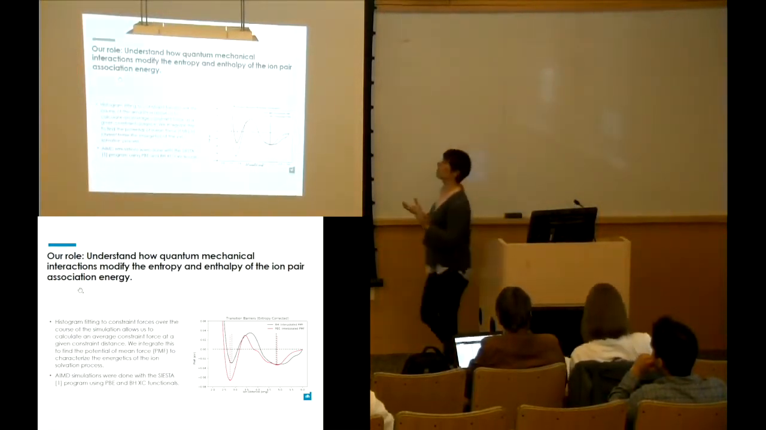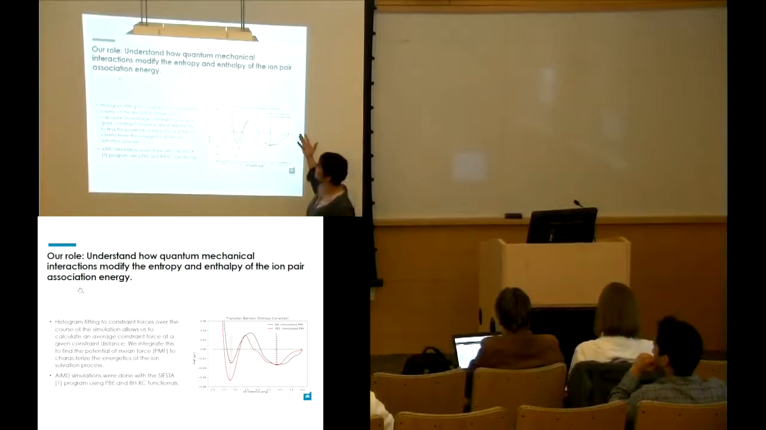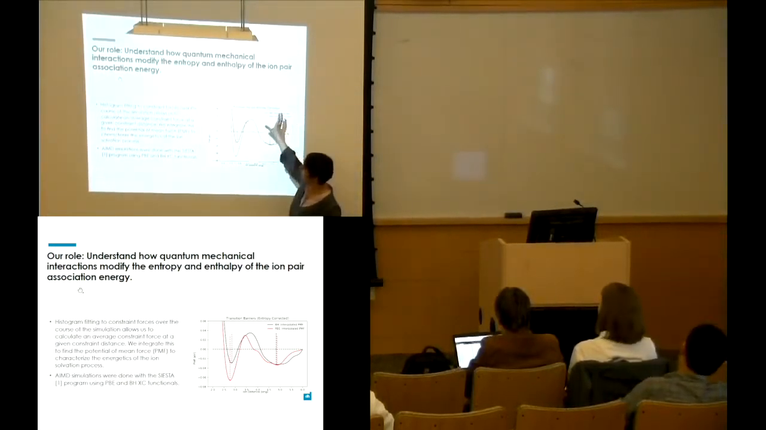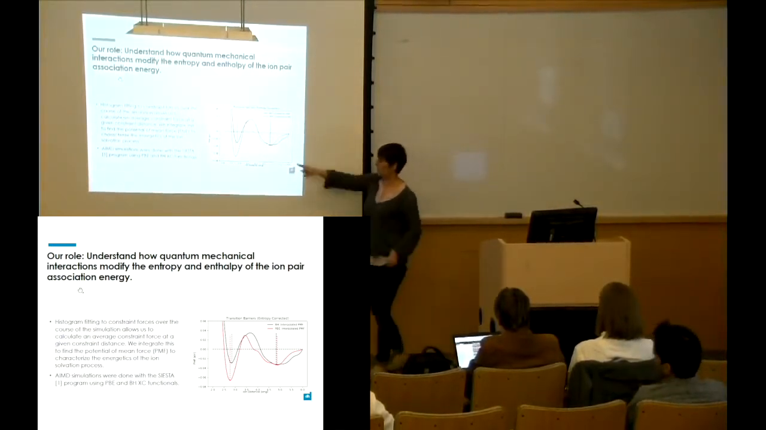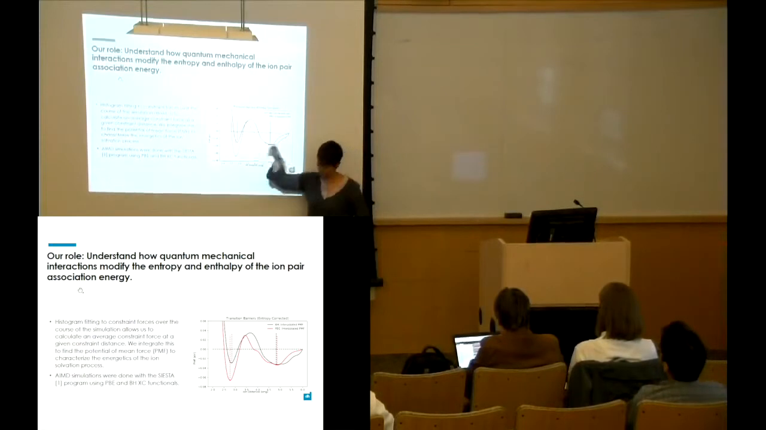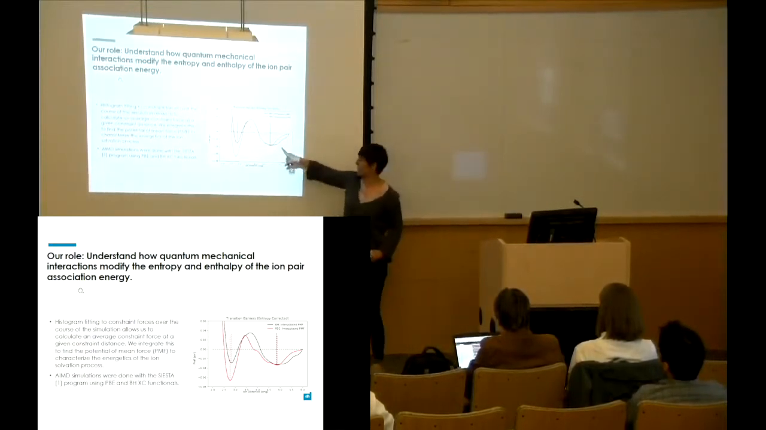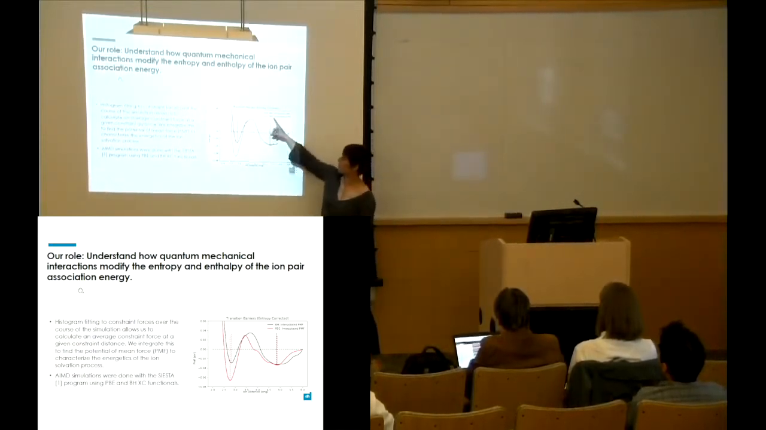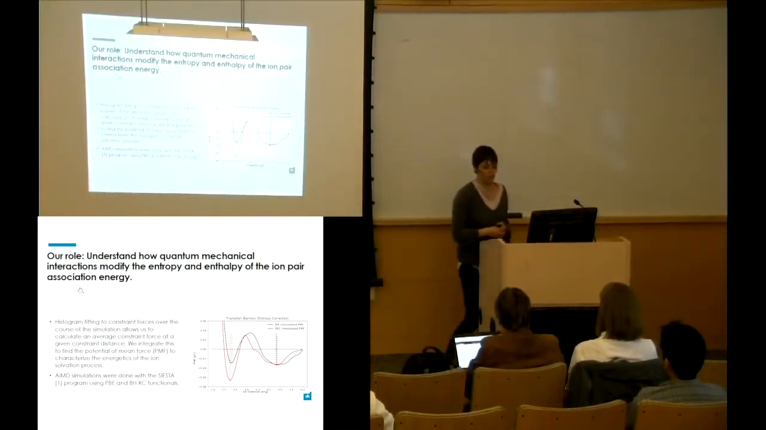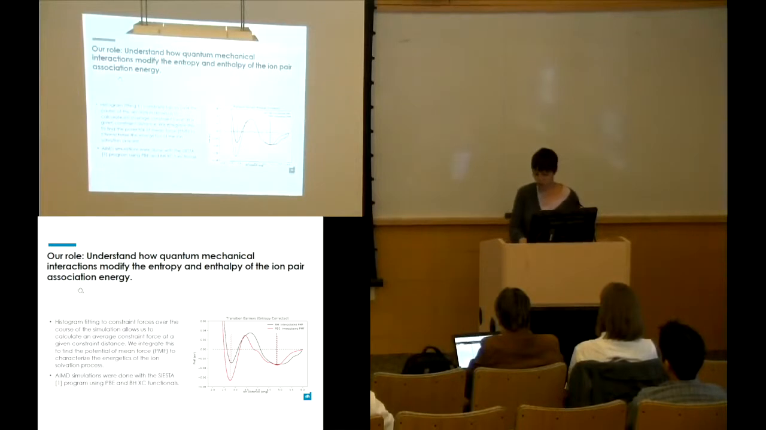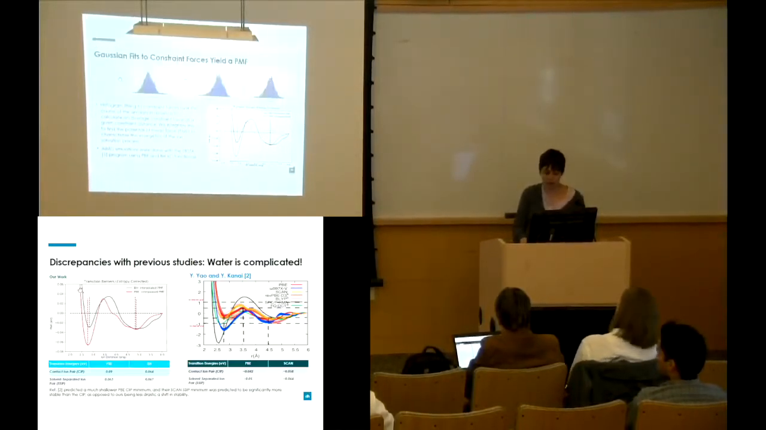And so our role basically is understanding how the quantum mechanical interactions can modify the entropy and the enthalpy of the system of this ion pair association. And what you're seeing here, these two plots that I'm showing, is basically the same type of simulations, changing a little bit the flavor of those quantum mechanical interactions. And the question is which ones are right, which of those two flavors is correct.